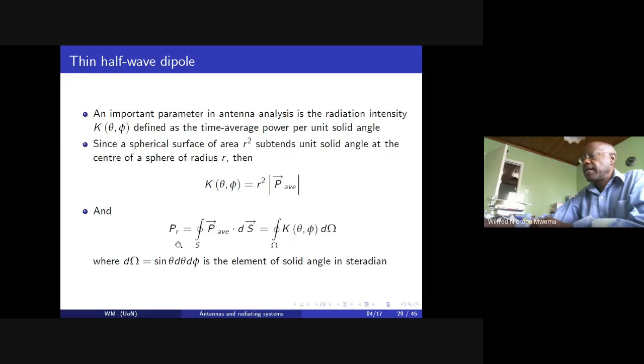Therefore, PR, the radiated power, which was given as the closed surface integral of the average Poynting vector over the surface, is equal to the closed integral over the solid angle of K of theta, phi, d omega, where d omega, the element of solid angle, is given as sine theta d theta d phi. And this is usually measured not in radians, but in steradians. And therefore, a sphere has a total solid angle of 4 pi.